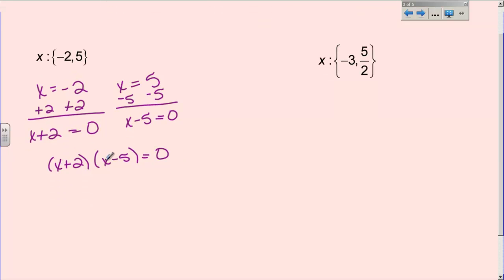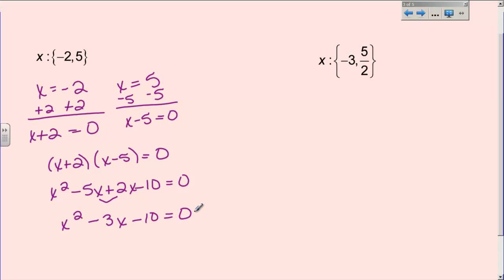So we're going to do x times x gives me x squared. X times negative 5 is negative 5x. 2 times x is 2x. And 2 times negative 5 is negative 10. Put your middle terms together here so that you end up with x squared minus 3x minus 10 equals 0. This is the quadratic that has these two numbers as solutions.